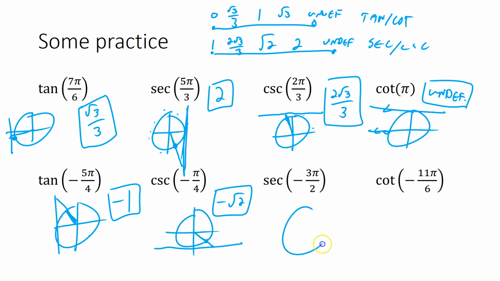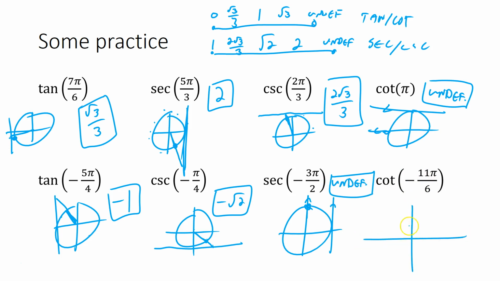Secant of negative 3 pi over 2. Negative 3 pi over 2 brings us 3/4 of the way around backwards. That's up here. Secant there, parallel lines, undefined. Cotangent of negative 11 pi over 6. Negative 11 pi over 6 will be backwards almost all the way around. It'll be right there. Cotangent uses this line. That's going to be the longest possible value of cotangent, which is root 3.